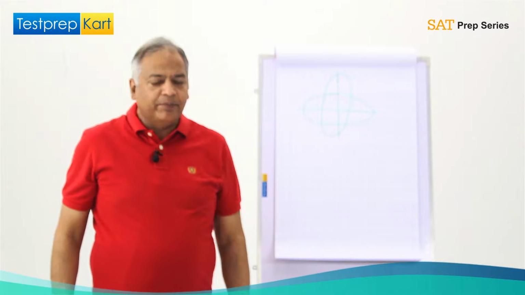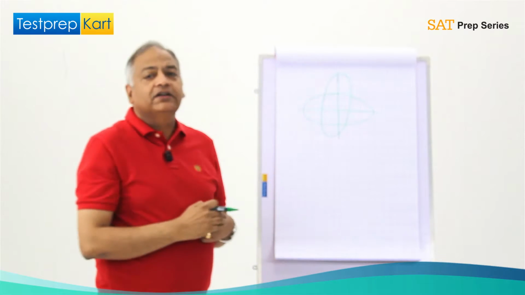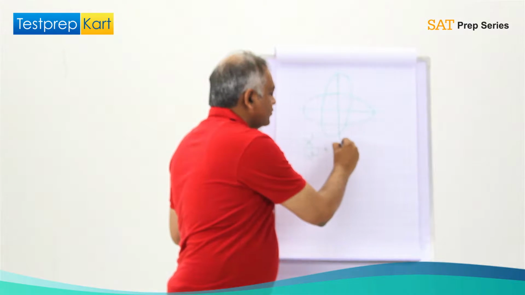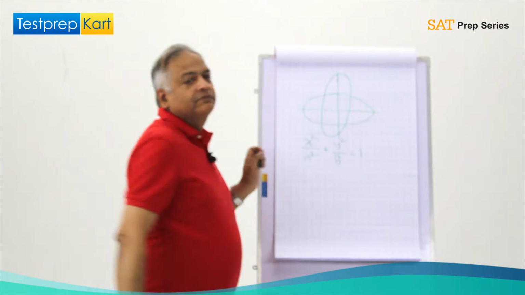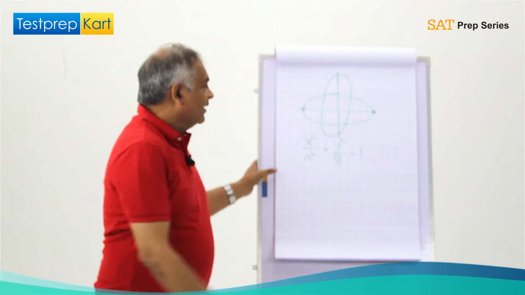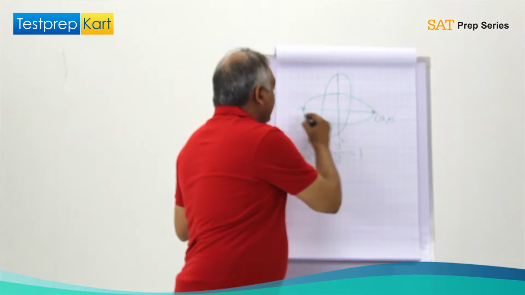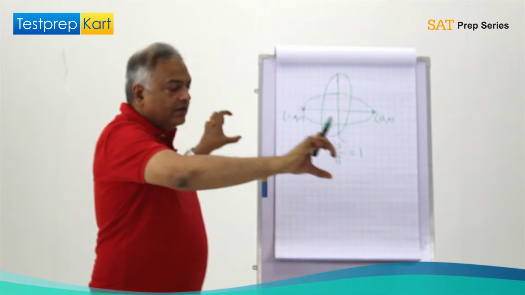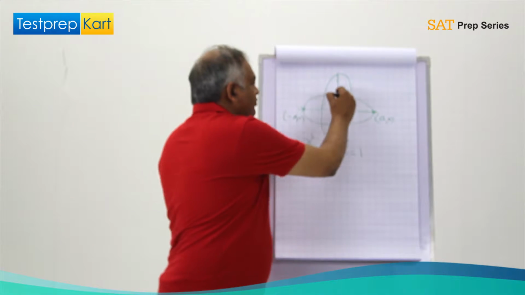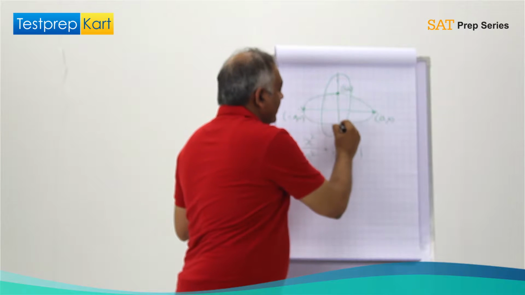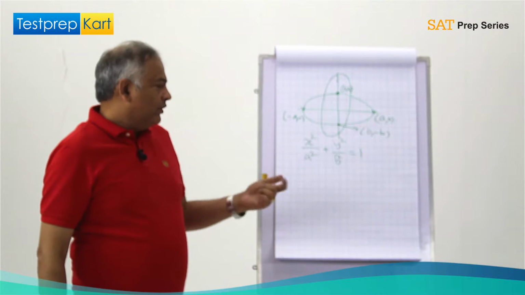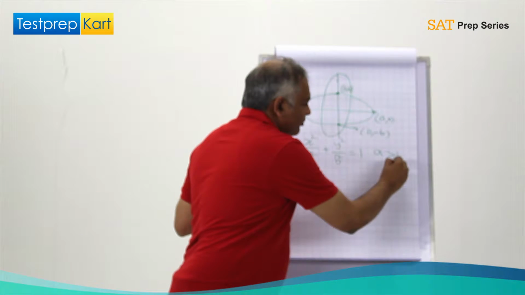Second is, what is the equation of this ellipse? The equation of the ellipse, where the center is (0, 0), is x square upon a square plus y square upon b square is equal to 1. Where these points, or the vertices, are (a, 0) and (-a, 0). This a is treated as greater than b, and this point is (0, b), and this point is (0, -b). So I have assumed that a is strictly greater than b.